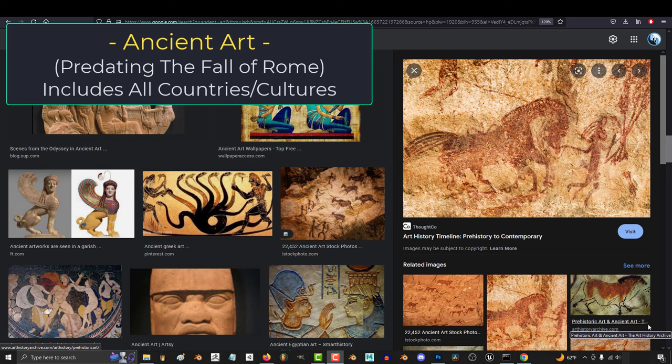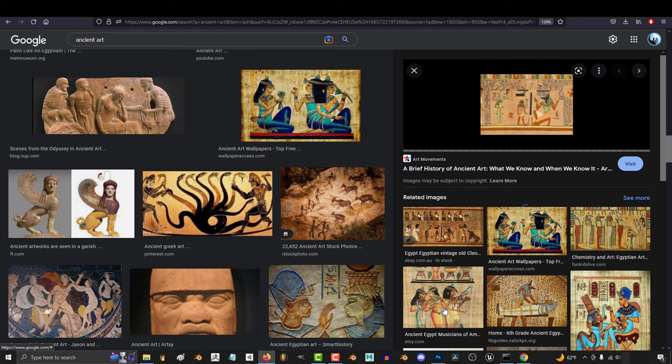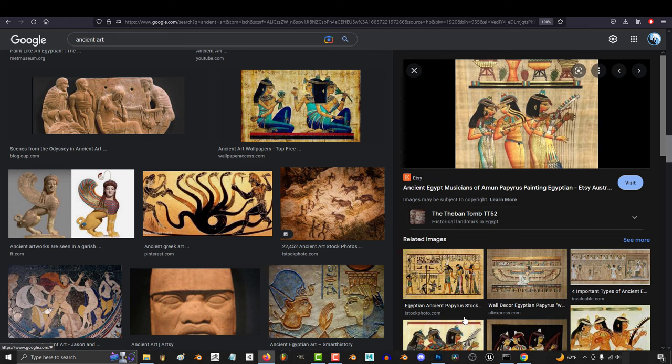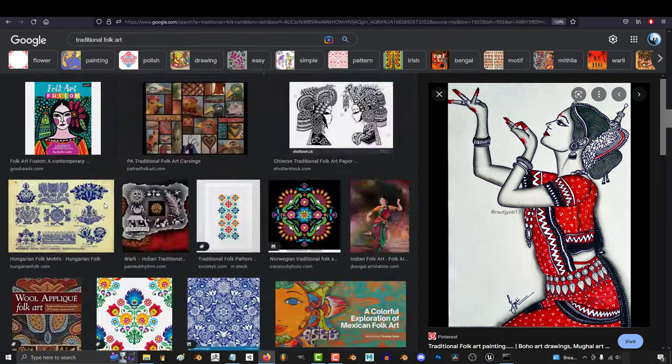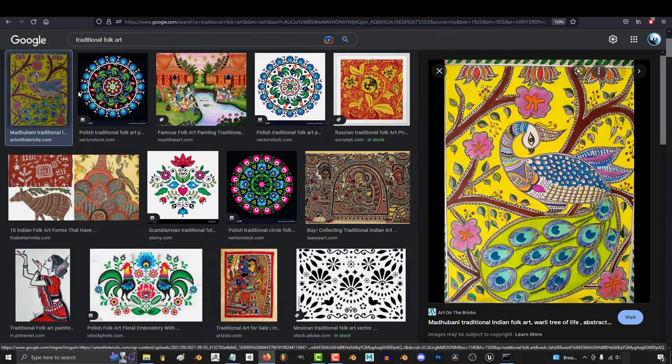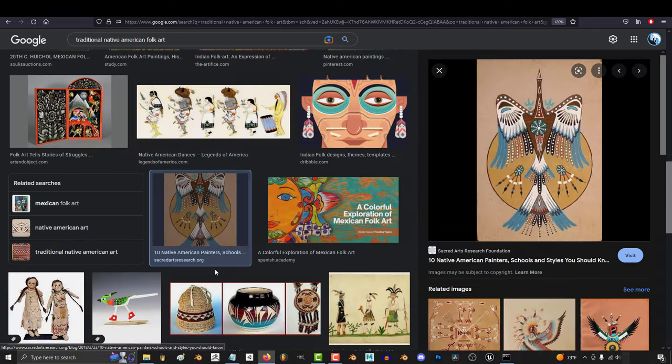Ancient art is basically any art that predates the fall of the Western Roman Empire. This also includes the great works from ancient Greece, Egypt, Babylon, India, China, and the rest. Folk art is any art that is created specifically for the purpose of culture and tradition. It's not about expressing individualism or personal feelings and emotion.